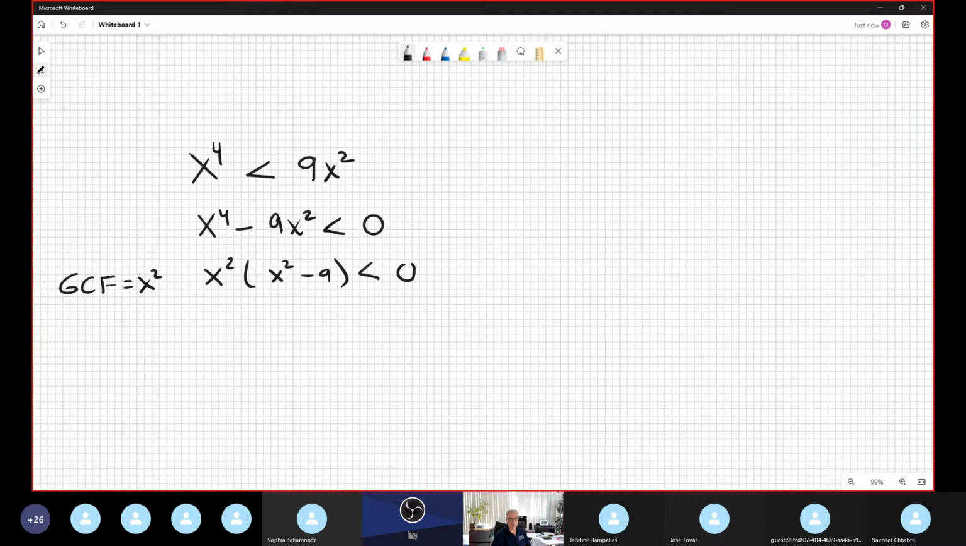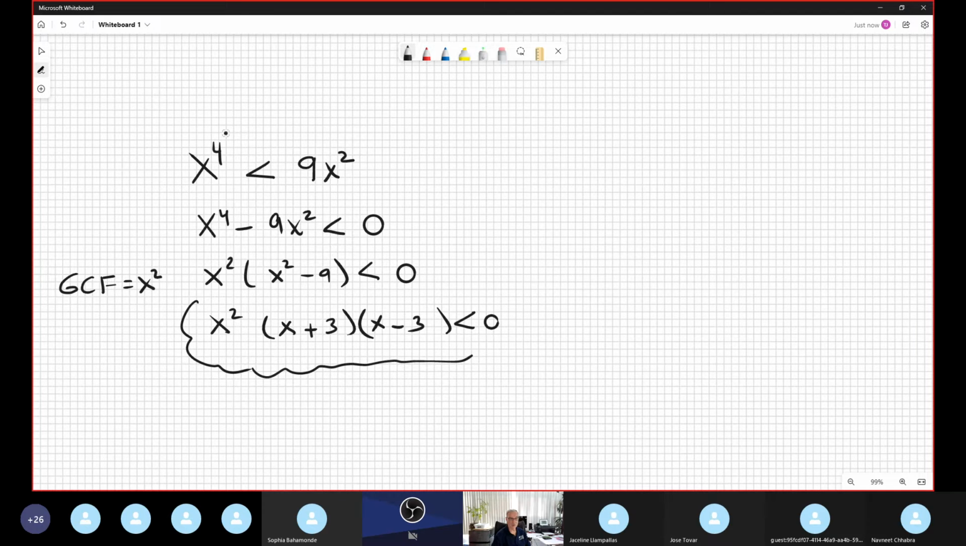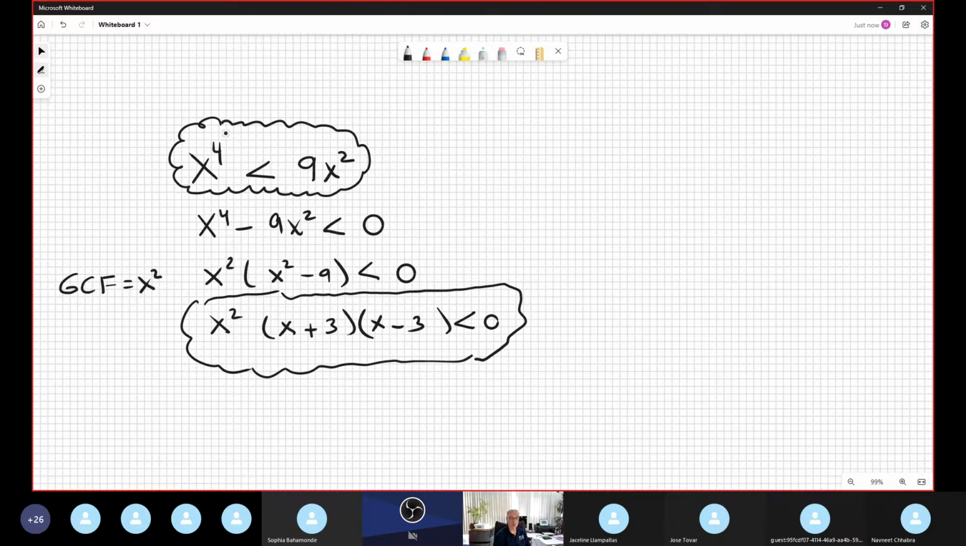Very, very similar to example 2. But now it's the difference of squares. You separate this in two factors: x squared, x plus 3, and x minus 3. Is the idea clear, or no? This inequality is equivalent to the original horrible one, but now it's simpler. Okay, so we found, wow.